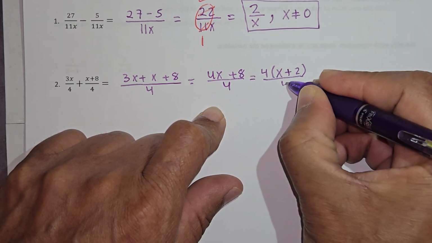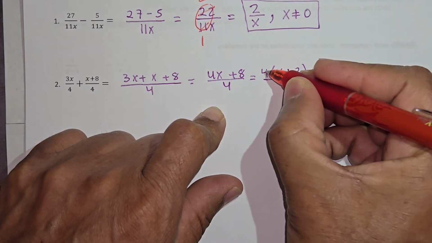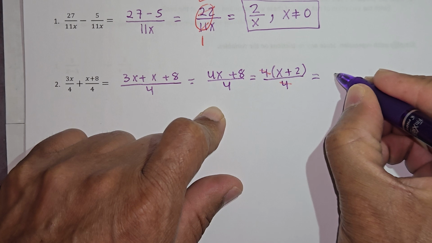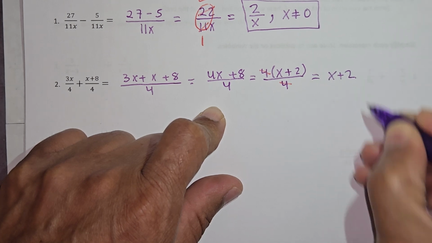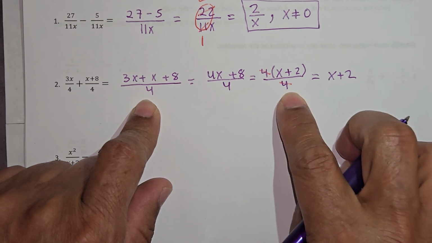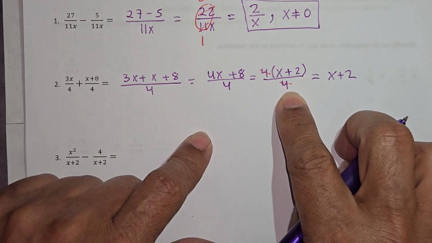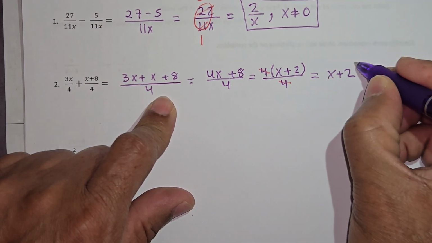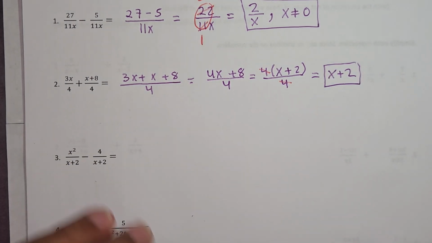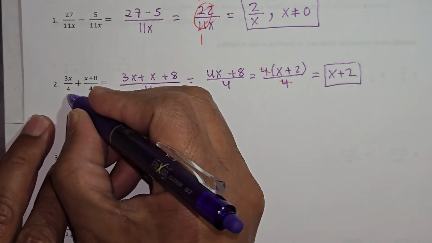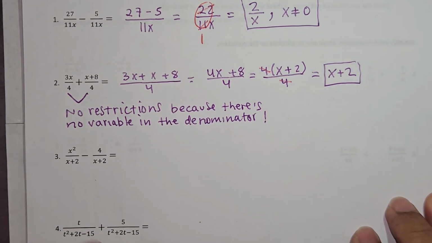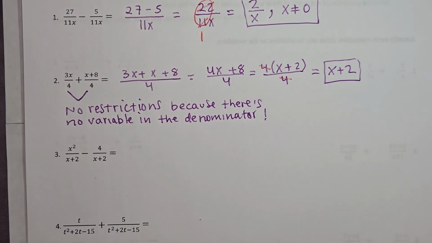But then notice we have a 4 in the denominator. So this 4 and that 4 reduce. So this is just equal to x plus 2. Now about this problem, notice that there is no variable in the denominator, so there are no restrictions on the values of x for this one, because we only have a constant there. So this will be the answer. I'll just add a note here, and that note is that we have no restrictions because there is no variable in the denominator.